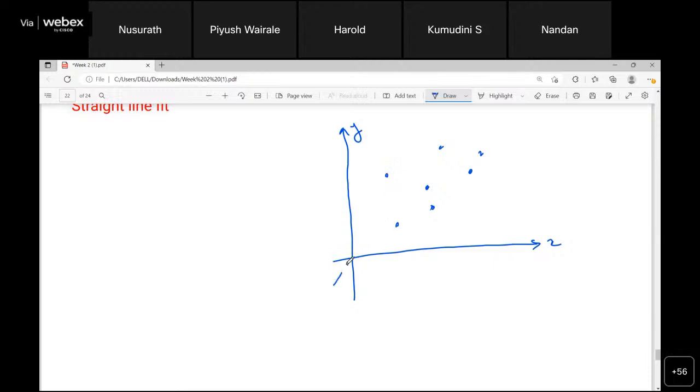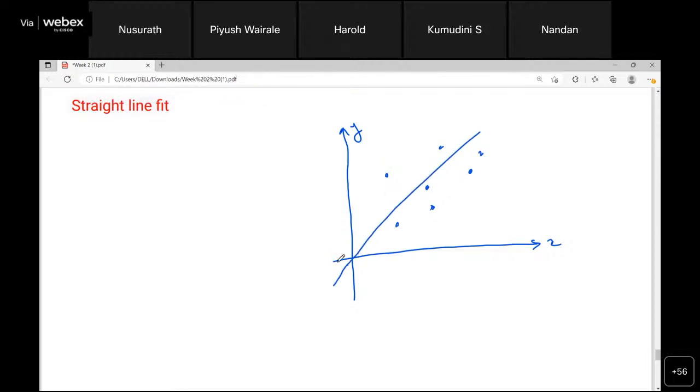So I can draw a line like this also. I can draw a line like this also, passing through the points. I can say these 3 points are collinear. I can draw a line like this also passing through the points. This one is L1, this one is L2, this one is L3. But which one will be the best straight line fit? That we have to find out.